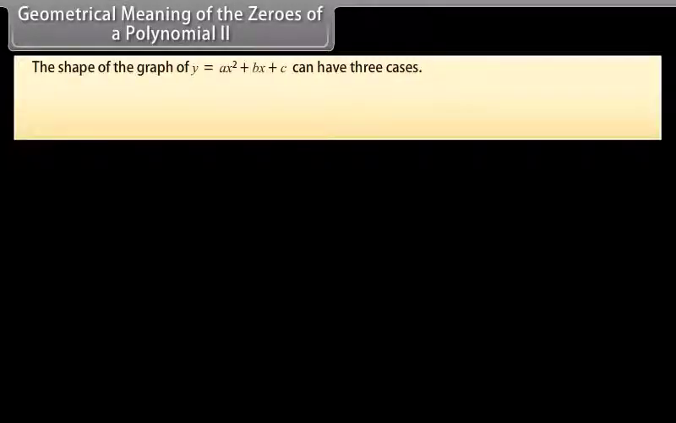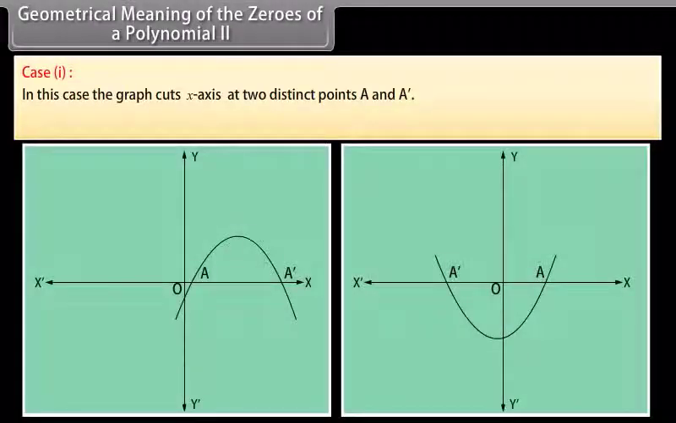Geometrical meaning of the zeros of a polynomial 2. The shape of the graph of y is equal to ax square plus bx plus c can have 3 cases. Let's discuss them one by one. Case 1. In this case, the graph cuts the x-axis at 2 distinct points, A and A bar.